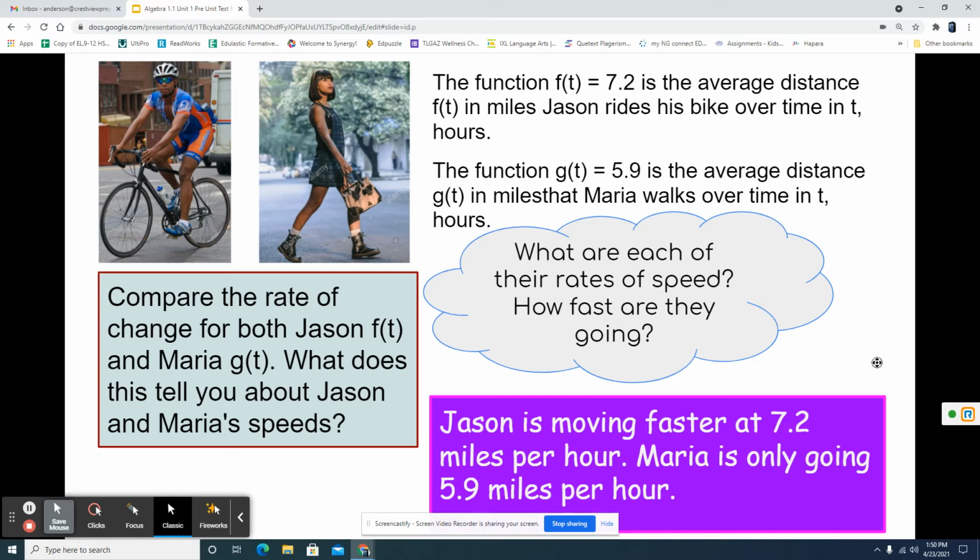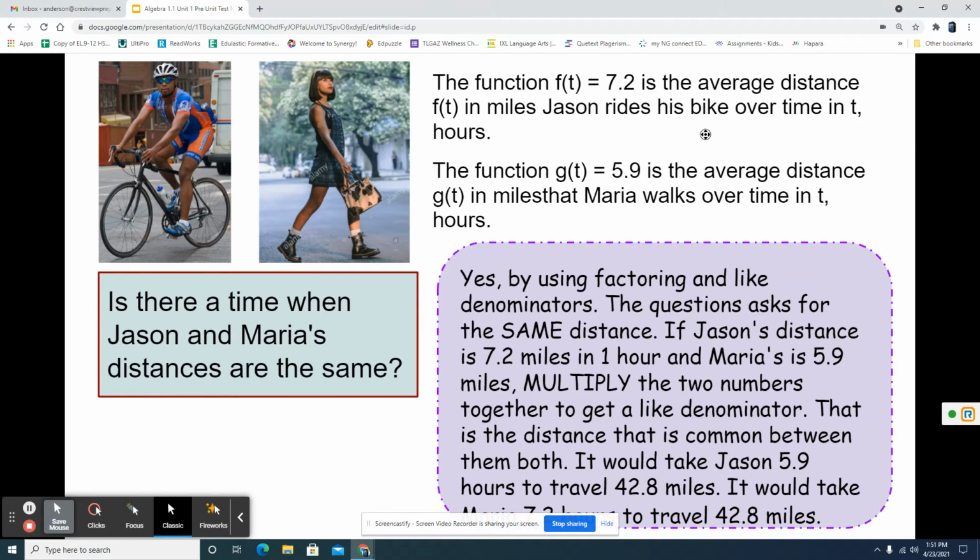Jason is moving faster. 1, because he's on a bike, and 2, because our function tells us that he's moving at 7.2, his average distance in miles over t, time in hours, and 7.2 miles per hour versus 5.9 miles per hour. So is there a time when their distances are the same? Yes. By using factoring and like denominators, the questions ask for the same distance.